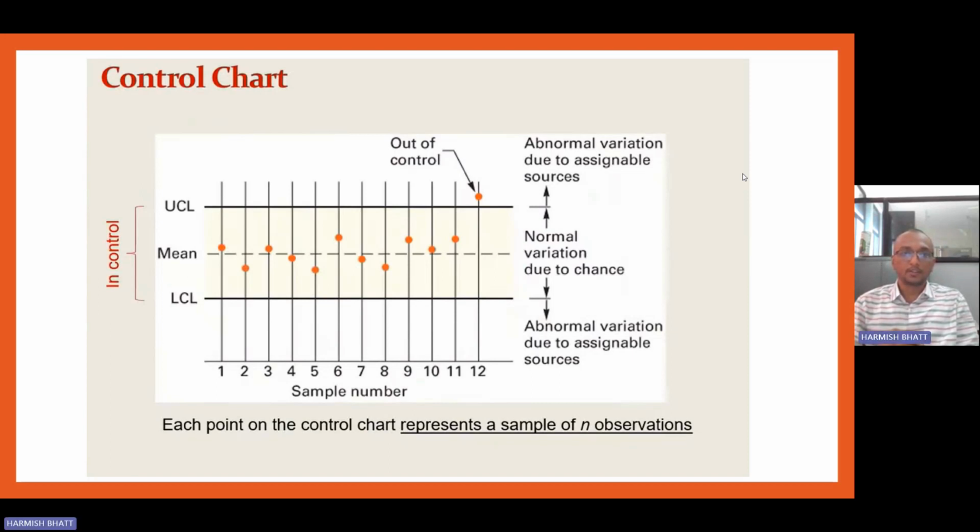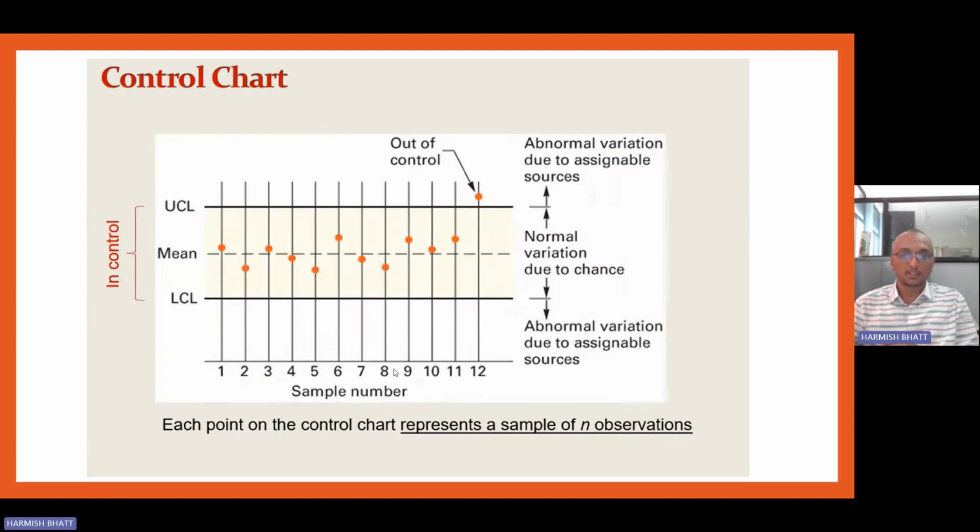On this slide, we can see the plotting of a control chart where the mean line is available over here, and UCL suggests the upper control limit. Then LCL gives the data of the lower control limit.